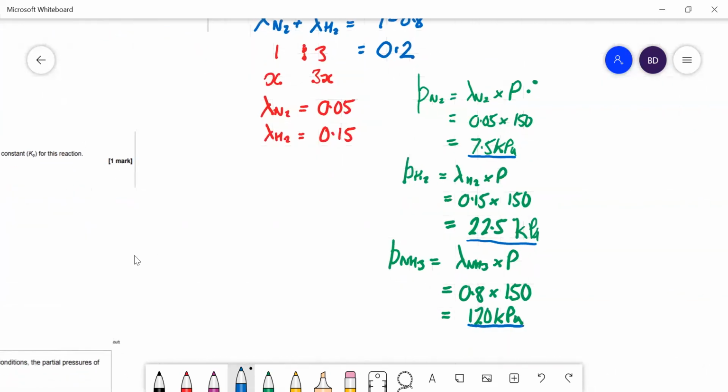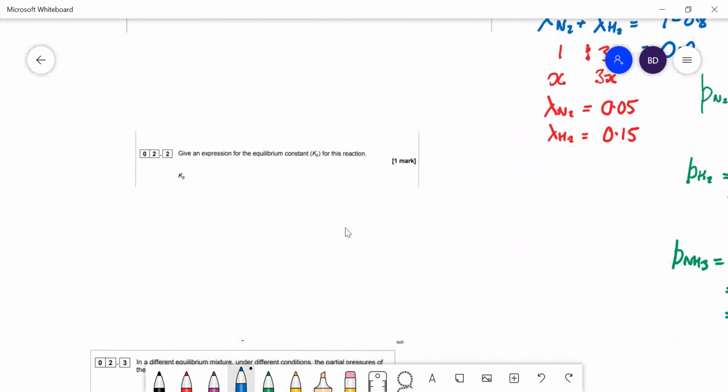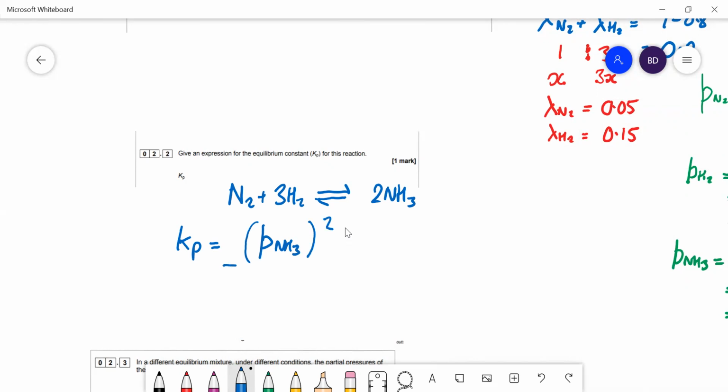Okay, so now what they want us to do is give an expression for the equilibrium constant for this reaction. So just to remind ourselves, the reaction was N2 plus 3H2 goes to 2NH3. So Kp is going to be the partial pressure of the products, NH3, and we're going to square that. And then we divide by the partial pressure of the N2, multiplied by the partial pressure of H2, and that's got to be cubed because you've got a 3 over there.